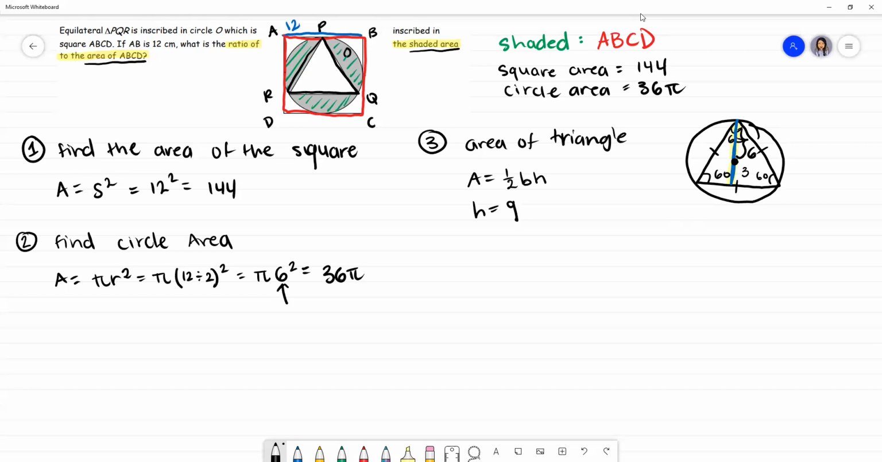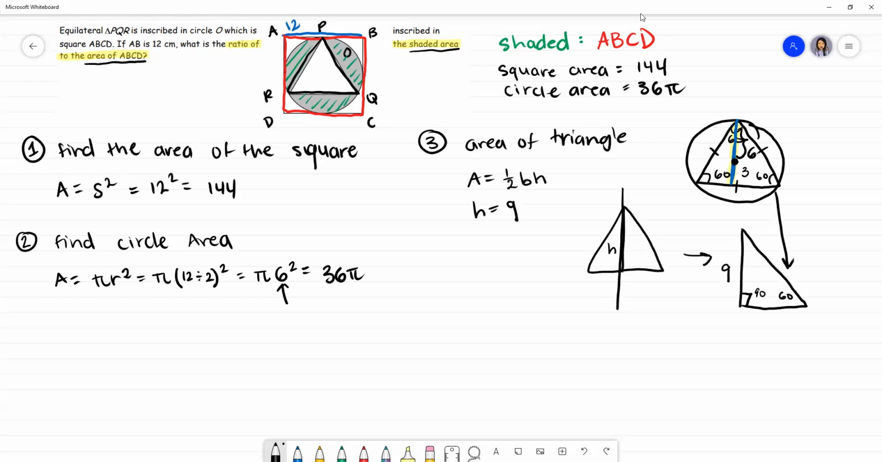So now we know the height of the triangle, but we still don't know the base. So let me just draw another triangle right here. So here's our height. So what we can do is technically we can split our triangle in half. So if we do that, it turns into a right triangle right here. And we know our height is 9. And if you also recall, this turns into a 30, 60, 90 triangle because this is 60 degrees.